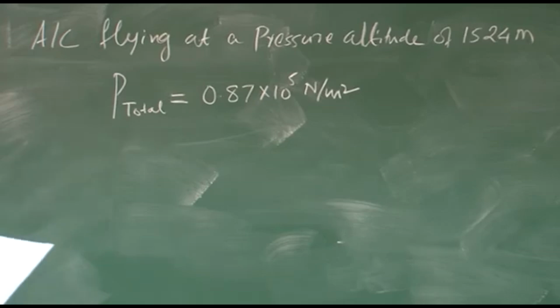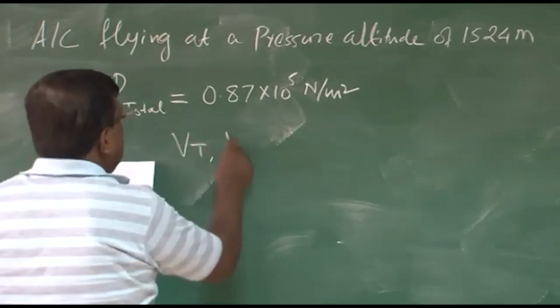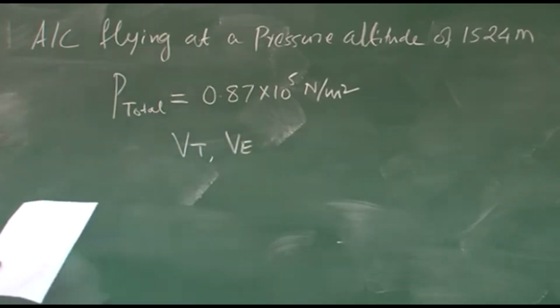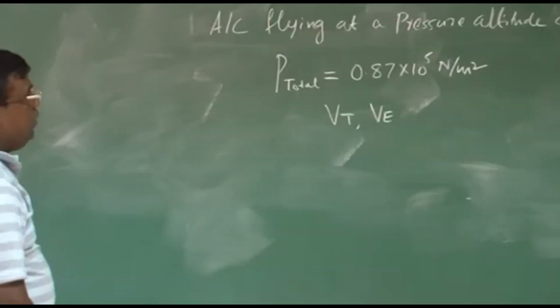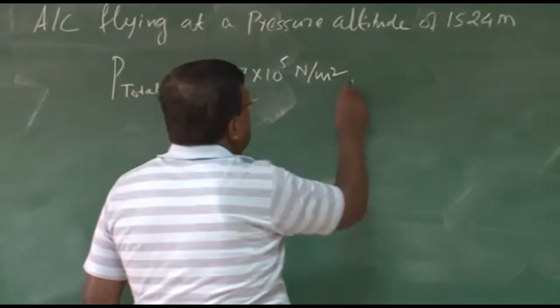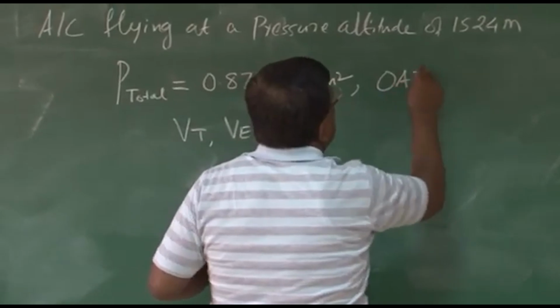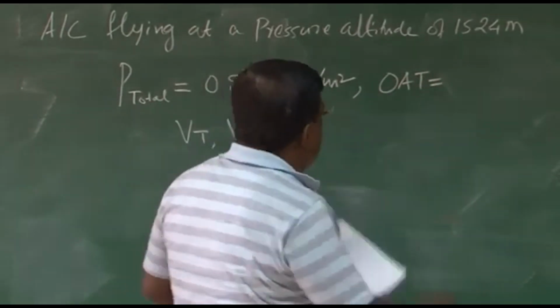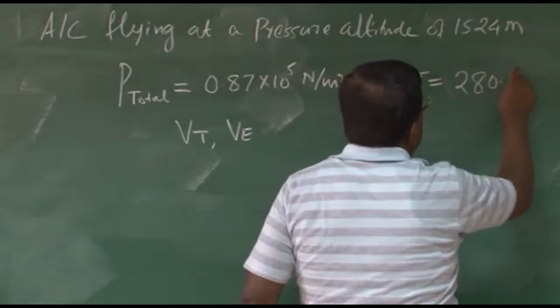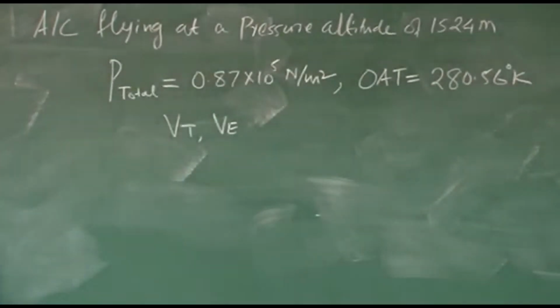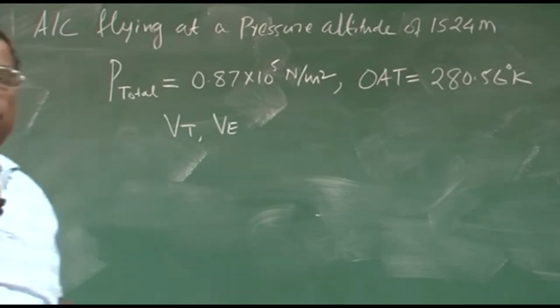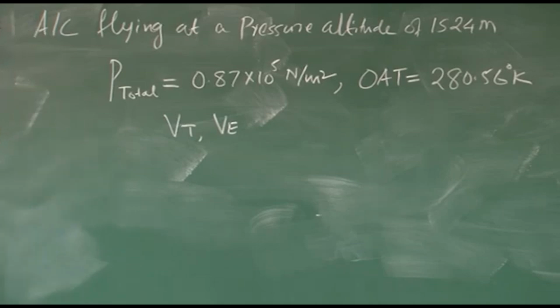Calculate V true and V equivalent. Okay? You could see that it needs one more piece of information. Let us also add that the outside air temperature, which was measured through independent measurement, was 280.56 degree Kelvin. Now the question is, calculate true airspeed and equivalent airspeed. This example will give you a feel for numbers. That is the purpose why we are solving this example.